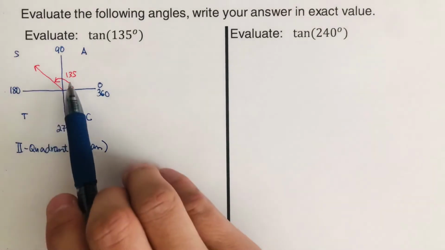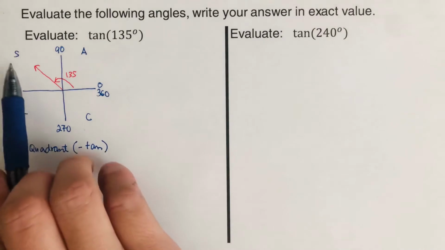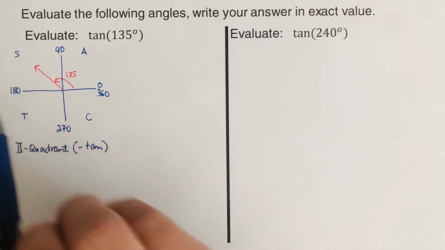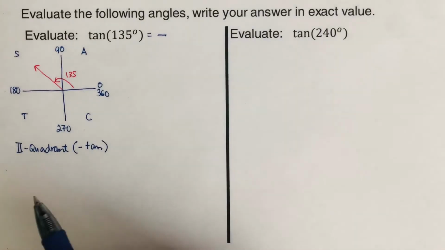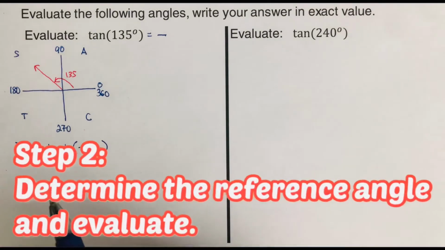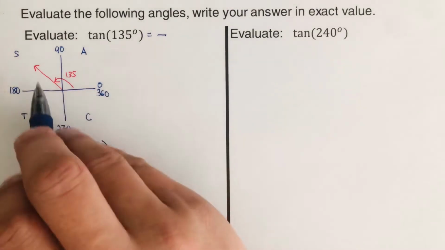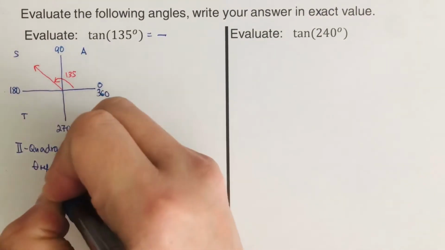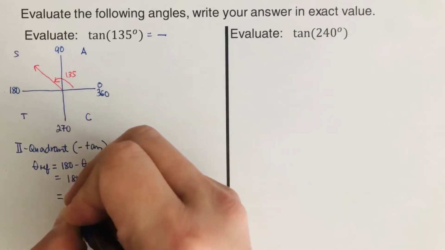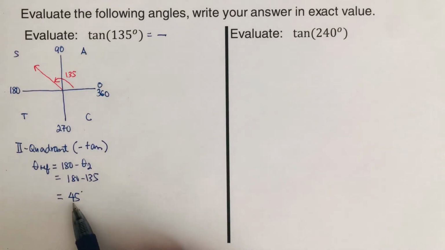We have 135 on the second quadrant, and in the second quadrant, the tangent is negative, only the sine is positive. So we're expecting our value here will be negative. Now we need to move on to the second step. We're supposed to determine the reference angle. So I'm going to show the work to determine the reference angle for 135 here. Okay, so we got the value 45 degrees.